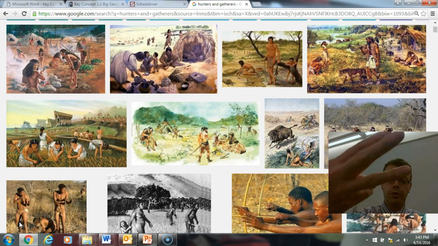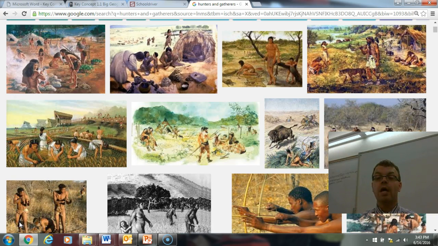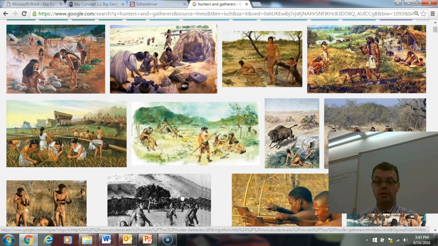Term number 3 on your sheet is hunters and gatherers. And here again, I am at Google Images, and this is looking pretty Paleolithic for the most part up here. Down here we got some modern era. There still are some hunter-gatherers even today that exist.